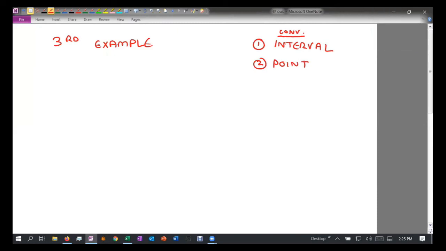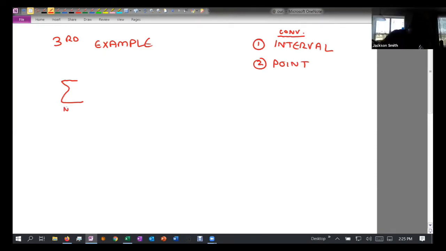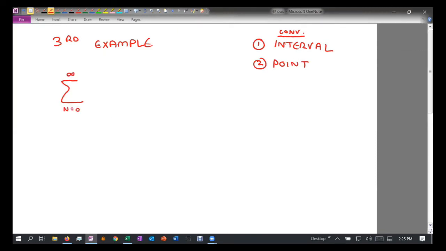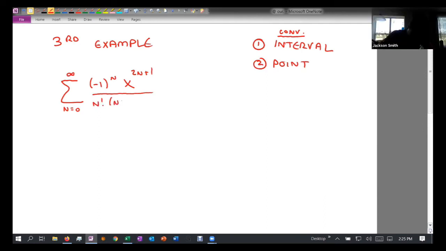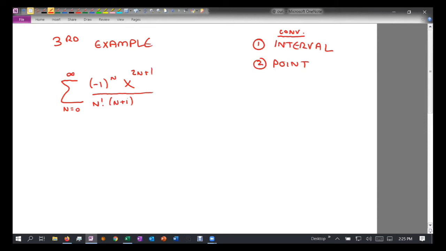And I'm going to pull this one. Are you ready? You're going to get nauseous when I put this down. Sum, n equals 0 to infinity, of -1 to the n times x to the 2n plus 1, over n factorial times n plus 1 factorial times 2 to the 2n plus 1.